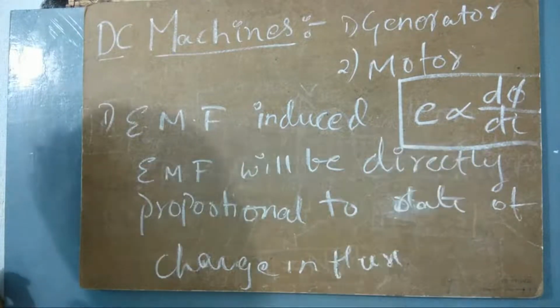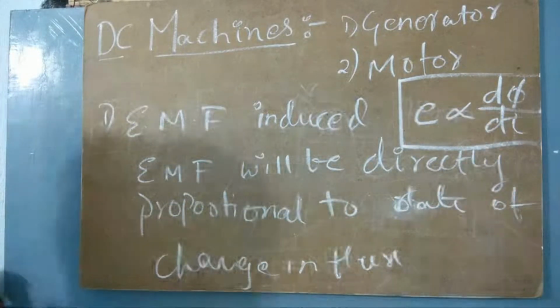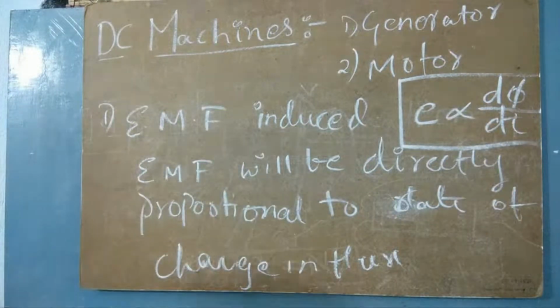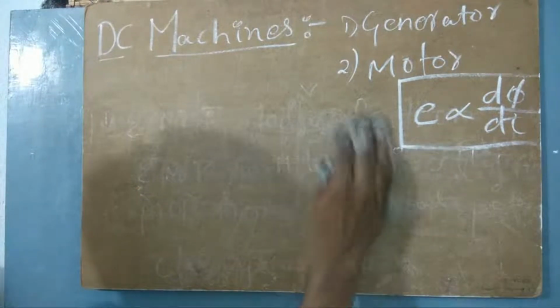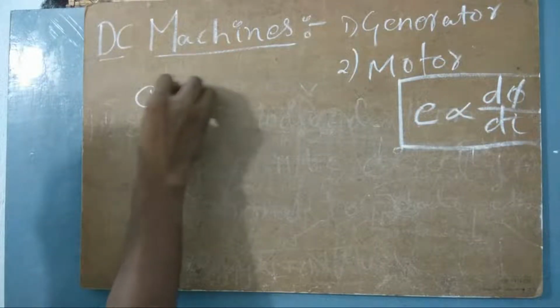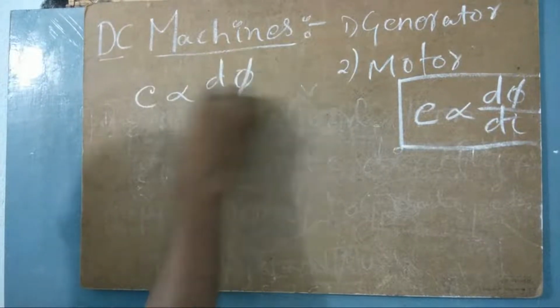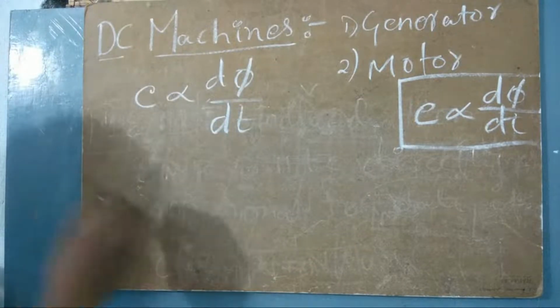So the EMF that is produced is directly proportional to the rate of change of flux with respect to time. And let us derive the EMF equation completely. Okay, let us go step by step. So here the first point is E is directly proportional to d phi by dt.